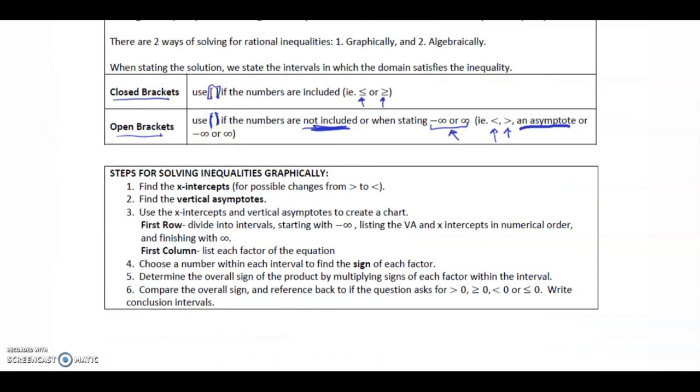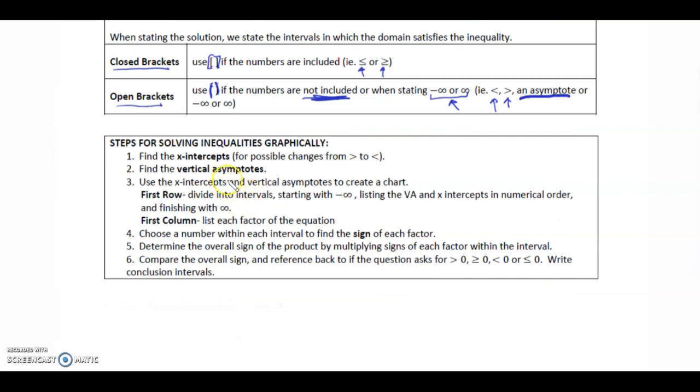So here are some steps for solving inequalities graphically. First we're going to find the x-intercepts, and this is where the sign possibly changes from greater than to less than. Then we're going to find the vertical asymptotes. Then we're going to use x-intercepts and the vertical asymptotes to create a chart. The first row in the chart, we're going to divide into intervals starting at negative infinity and listing the vertical asymptotes and x-intercepts in numerical order. We've seen this before. And then we're going to finish with infinity.